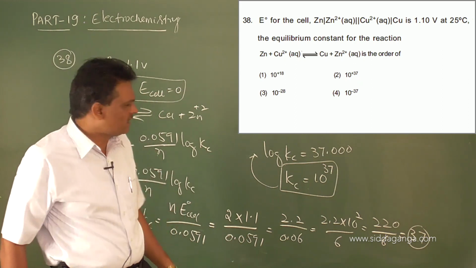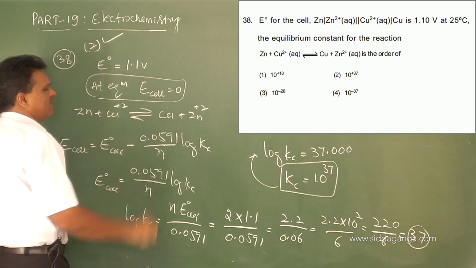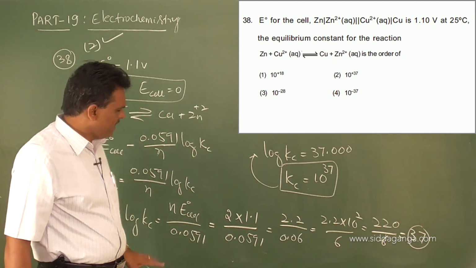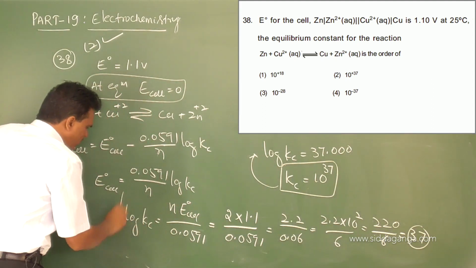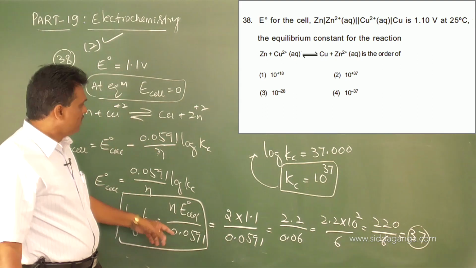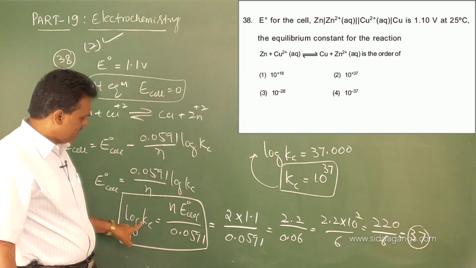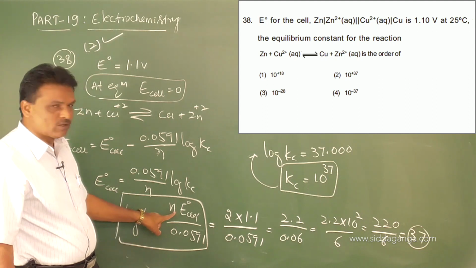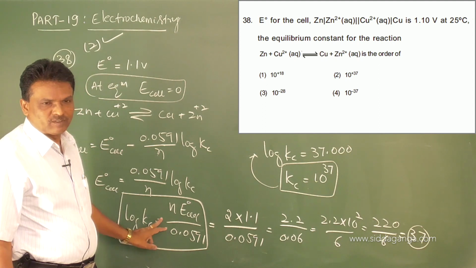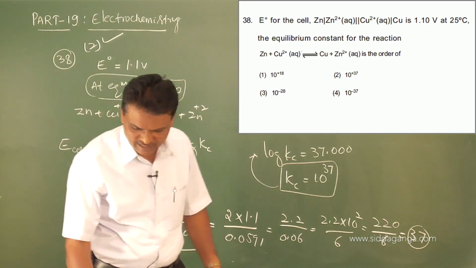Second option is the right option for question number 38. Is that clear? This is the general formula. If you remember this: log Kc is equal to nF E naught cell by 0.0591. Whatever the cell may be, the relationship between standard EMF and equilibrium constant is log Kc is equal to n E naught cell by 0.0591. So this is very important. Is that clear? Next.